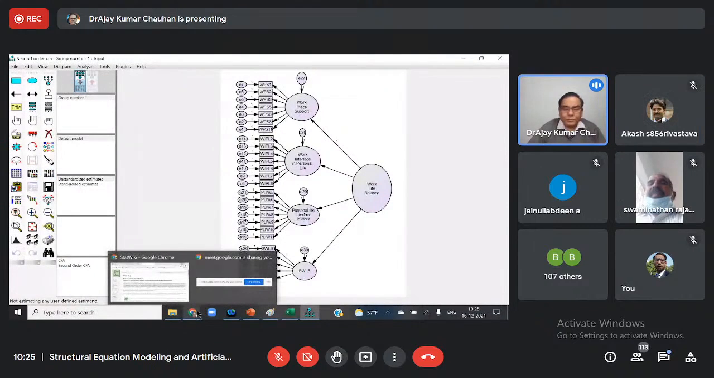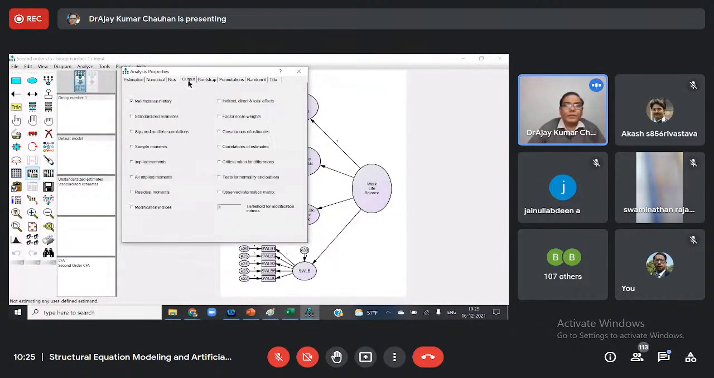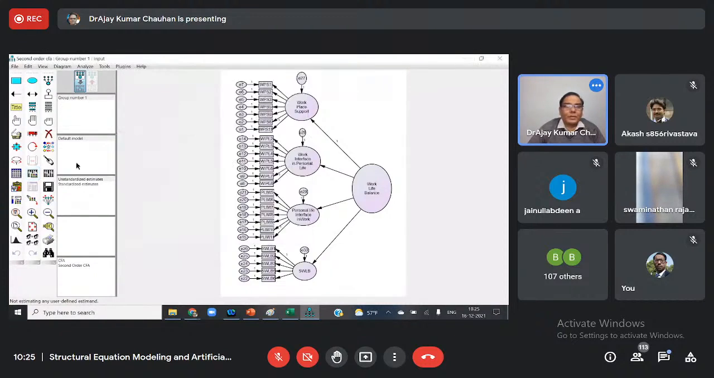Some disturbances are coming from the background. Now I want the standardized estimates for this, and modification indices. So normally I tick on this, run.